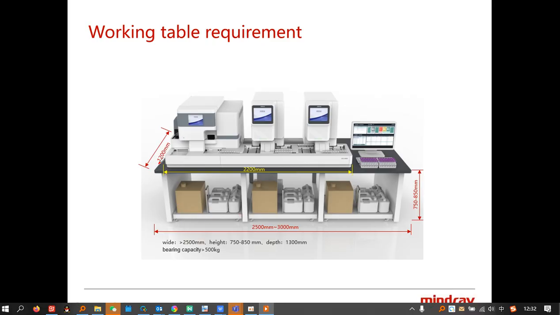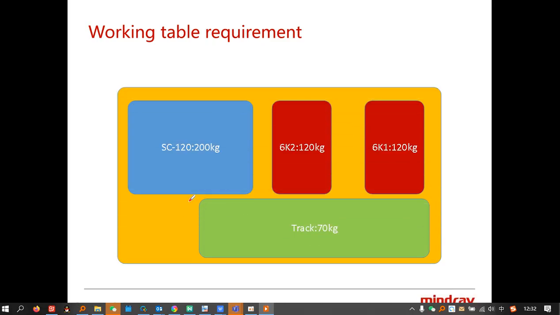This is the recommended work table for the KEL 6000. And because the weight of the analyzer and SC are very high, we should ask the customer to prepare a strong enough work table in the lab.